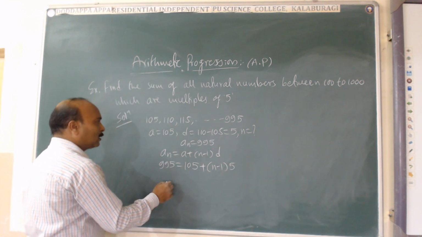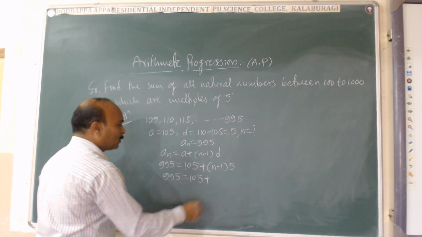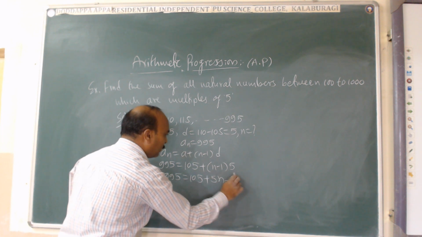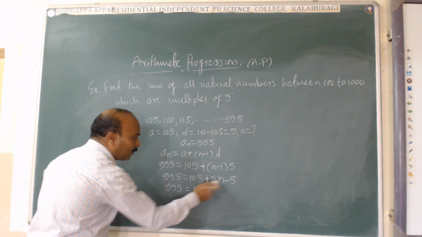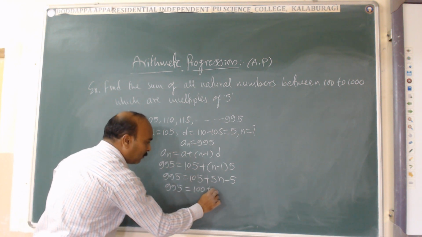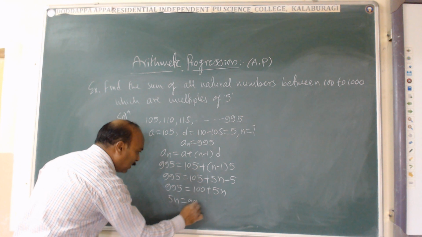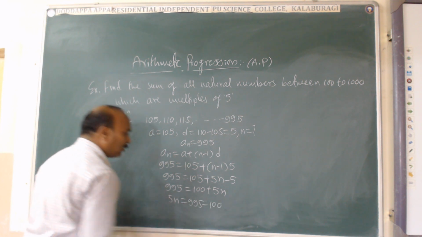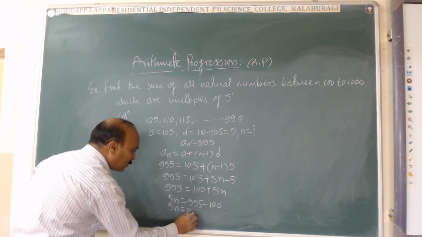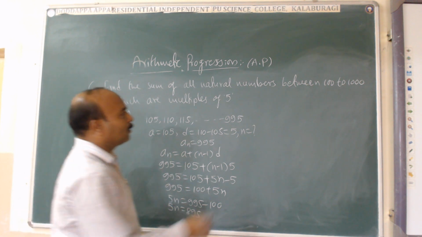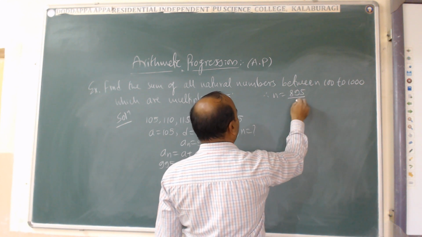Now simplifying this, we get 995 equal to 105 plus 5n minus 5. We multiply the 5 with these two. So 995 equal to 105 minus 5 is 100, plus 5n as it is. Therefore 5n equal to 995 minus 100, taking it to this side. Therefore 5n equal to 895. Now n equal to 895 divided by 5.